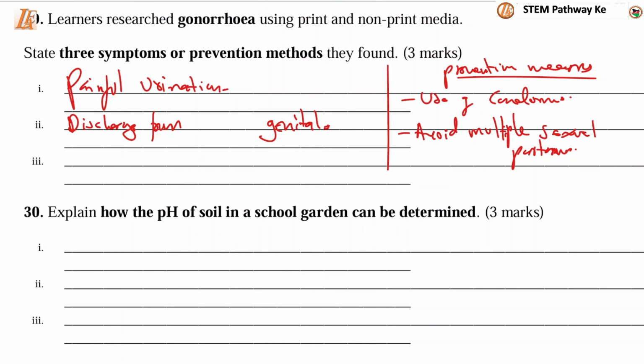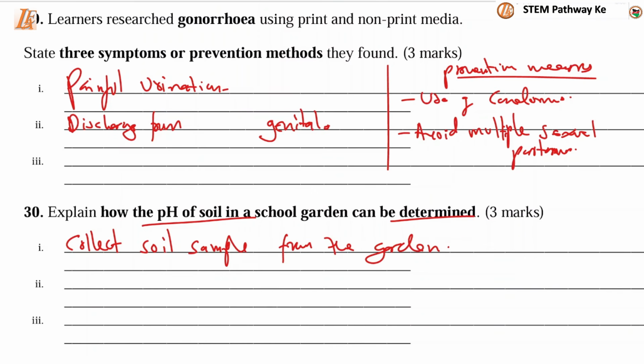Then question 30, which is also the last question. Explain how the pH of soil in a school garden can be determined. In this case, you have to follow a few steps. We have to list 3. The first thing that you do is to collect soil samples from the garden. That is the first step.